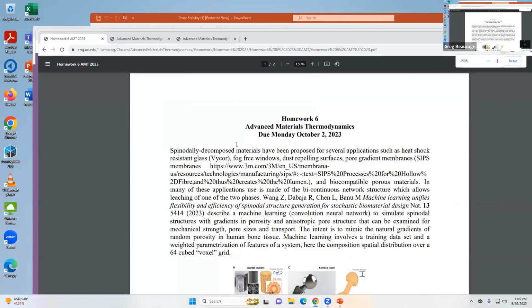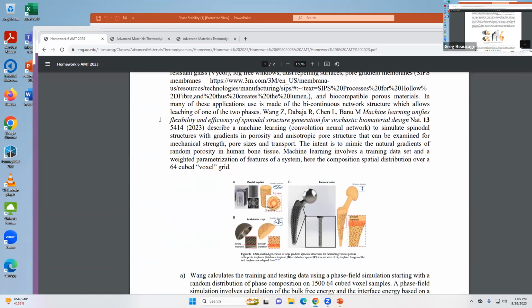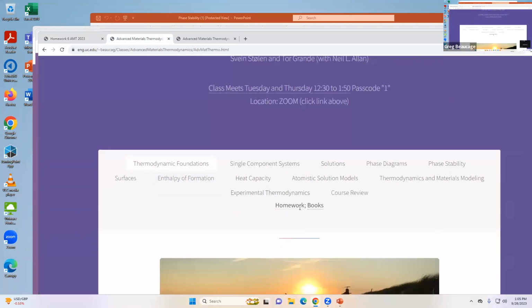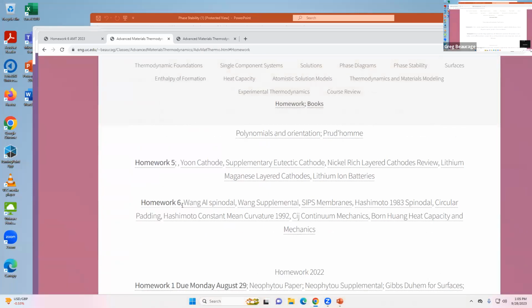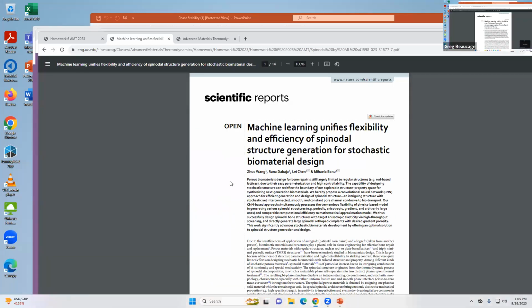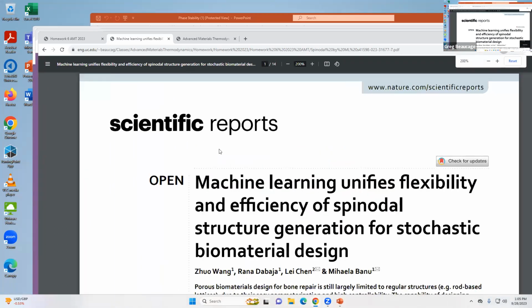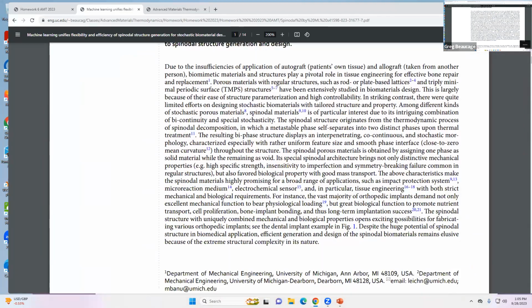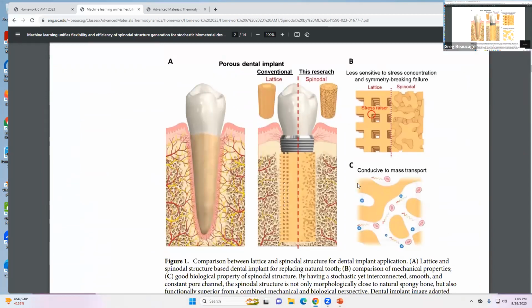Okay, so this just goes through how you can use spinodal, and what these guys are doing is this. They're doing something seemingly neat, but basically, again, they aren't doing anything. They're just doing computer simulations. Not even, they aren't even doing computer simulations. They're doing machine learning, which is kind of like fake computer simulations.